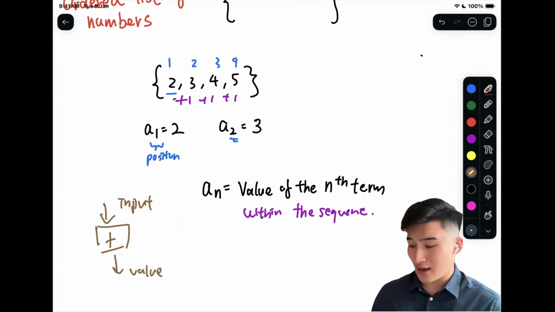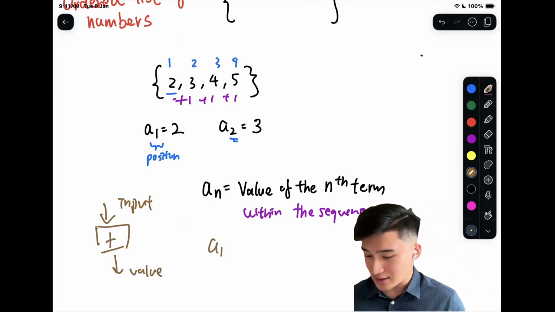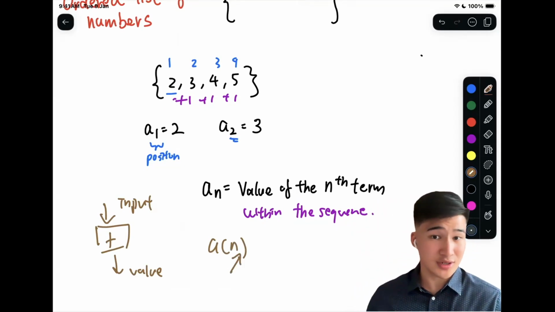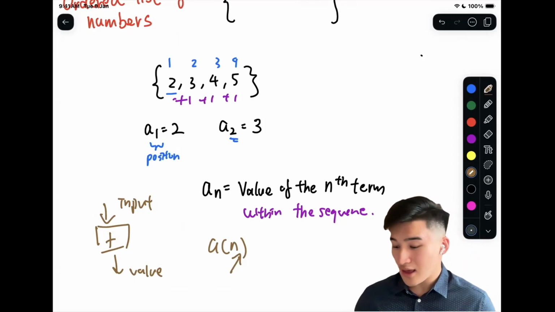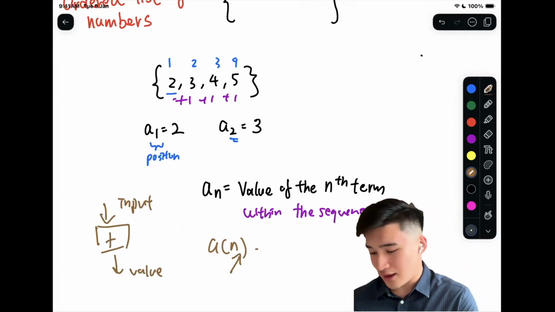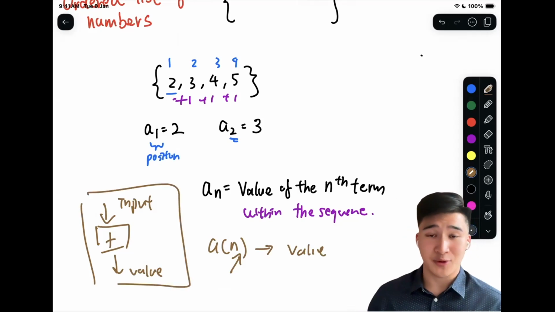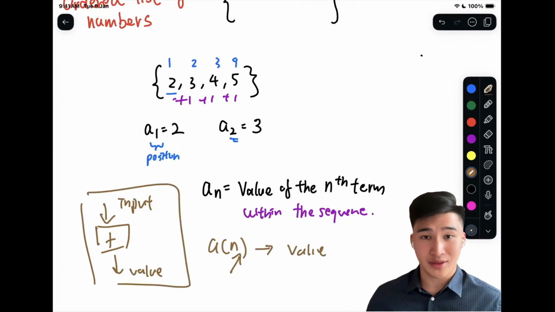So here, what I mean by An as a function of n would look something like this. You input n, perhaps the position, maybe 1, 2, 3, 4, 5, and the function will give you an output of a value, which is basically this. And we're going to take a look at one example that is built on exactly this.